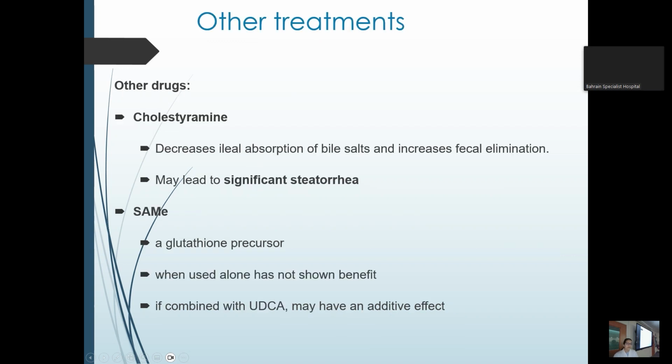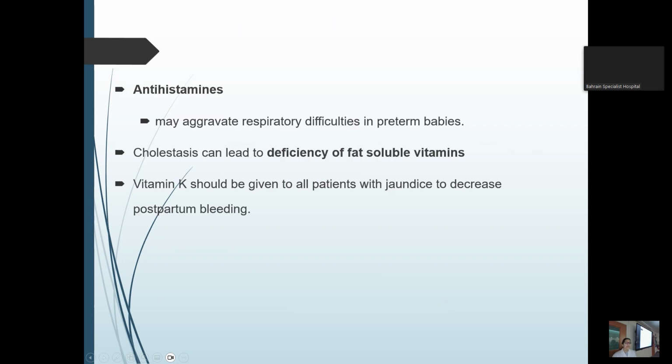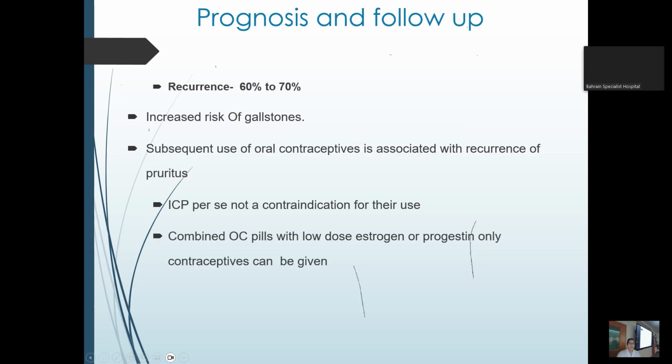Other treatments are cholestyramine and SAMe, but they show their effect best when they are used with ursodeoxycholic acid. Antihistamines may aggravate the respiratory difficulties in preterm babies. Cholestasis can lead to deficiency of the fat-soluble vitamins also. So vitamin K should be given to all patients to prevent postpartum hemorrhage.